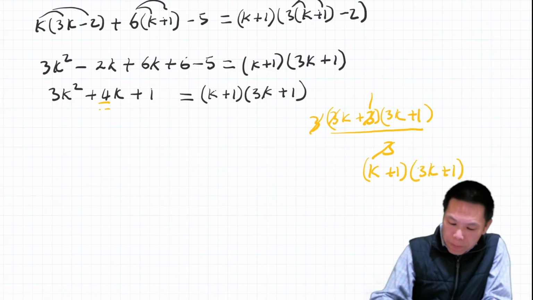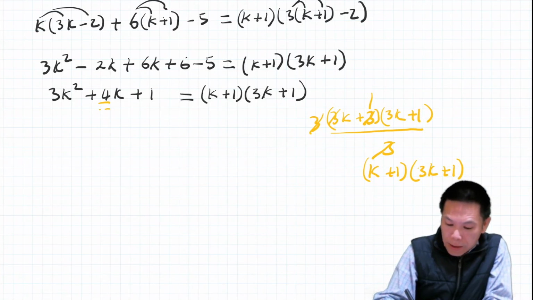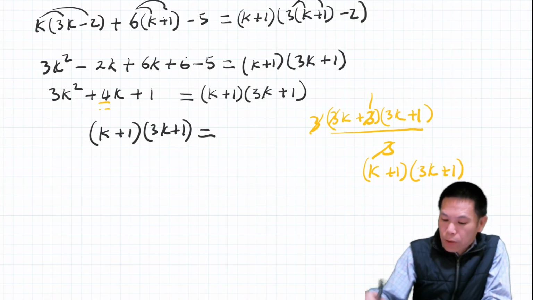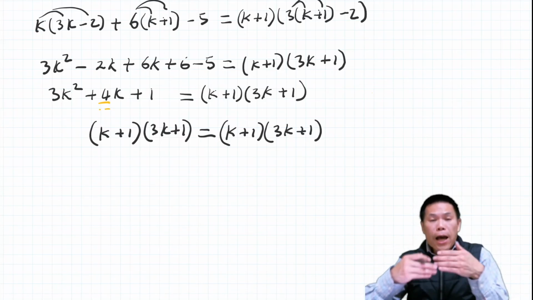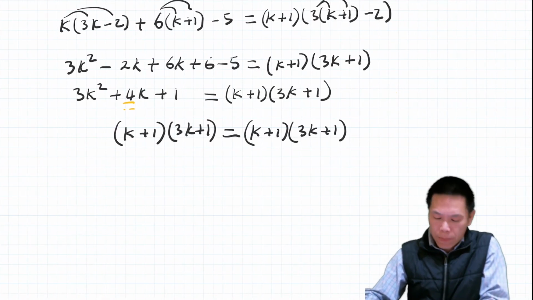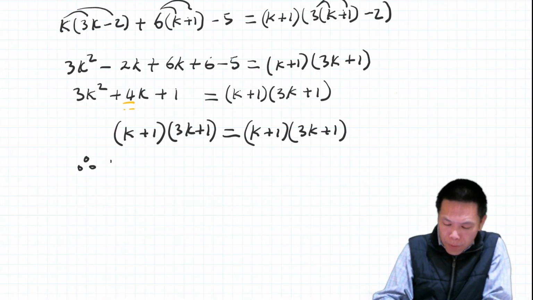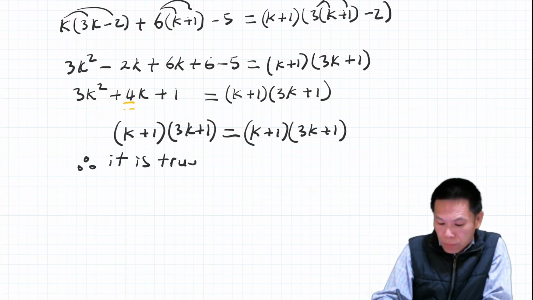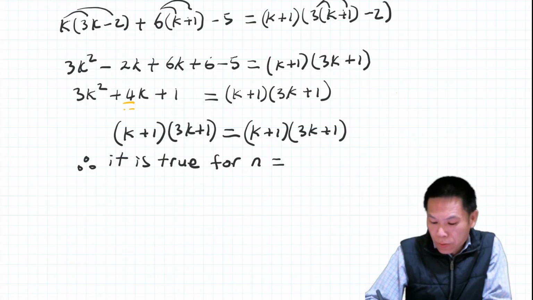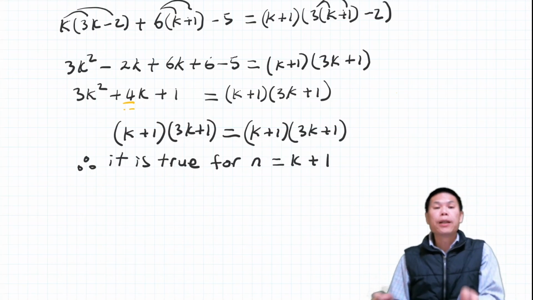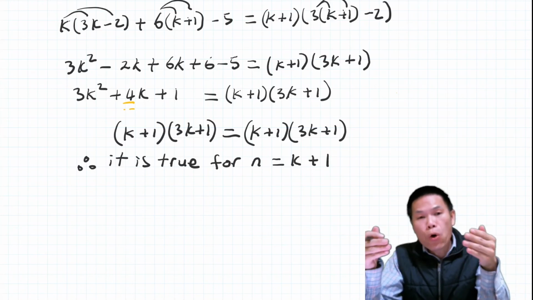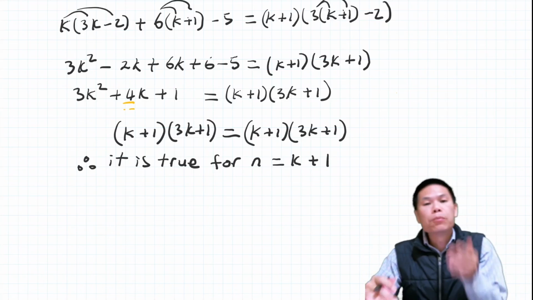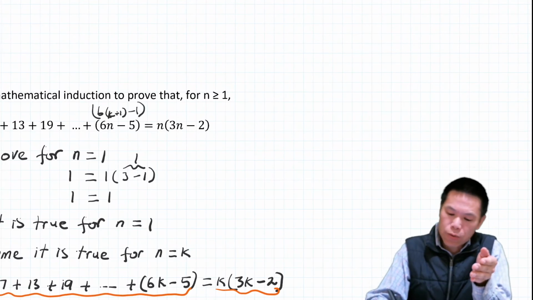So now just write it out. So on the left hand side is k plus 1, 3k plus 1, which is equal to, there you go. They are equal. So now we just need to write it out. So first one is we say therefore it is true for n is equal to k plus 1. Then we need to write the last statement. So we write, therefore, the statement is true for all n greater than or equal to 1. Because they give us the domain is this, okay?